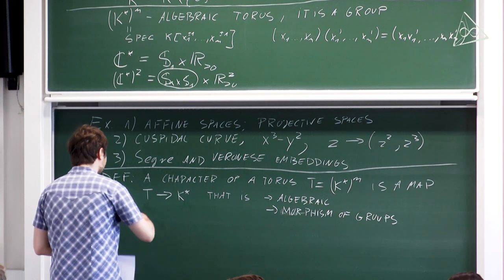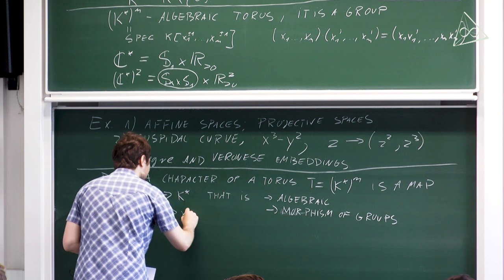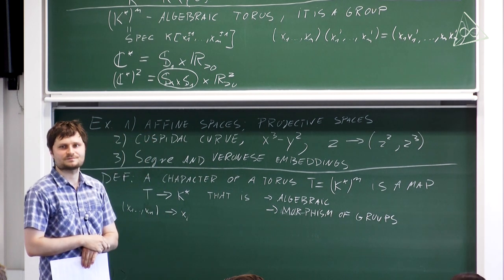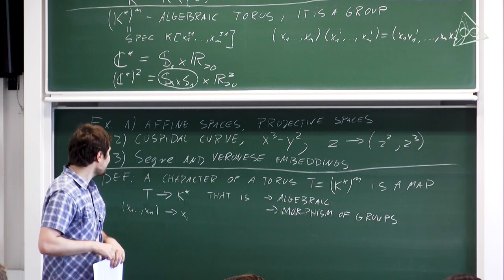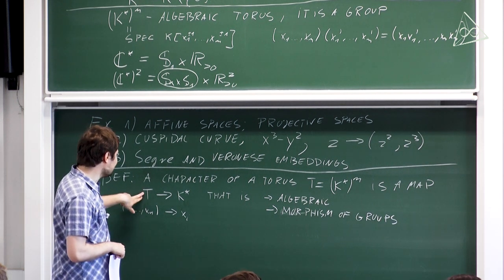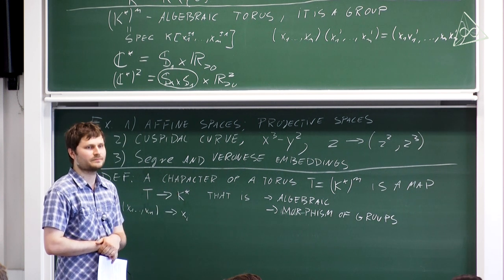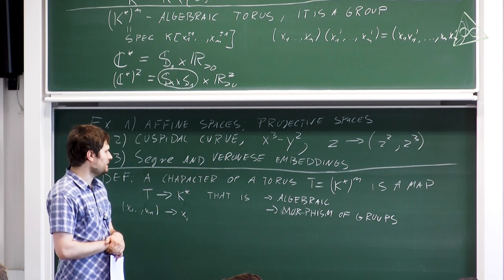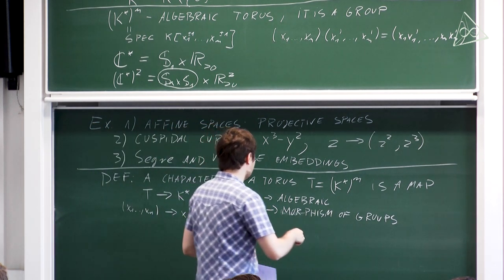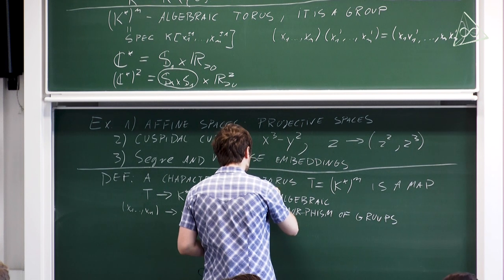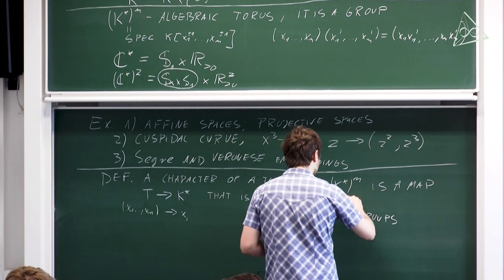Any coordinate, that's a very good example. So I can send (x1,...,xn) to xi. Any other examples? Mateusz, what does algebraic mean? Algebraic here means that if I consider this as a variety and this is a variety, it should be a morphism of varieties. But yes, maybe I shouldn't use that; it is a map of algebraic varieties.